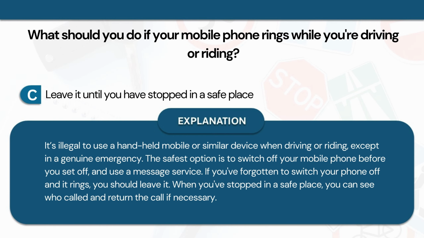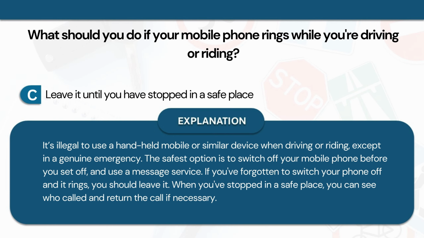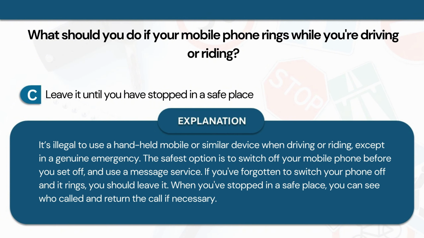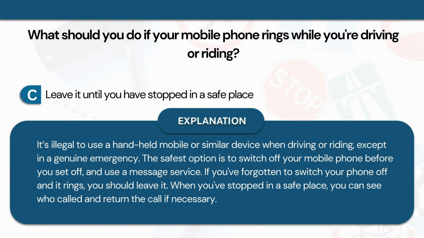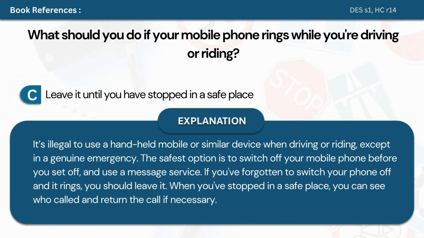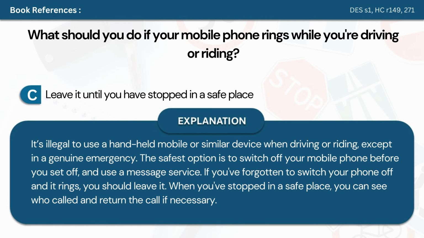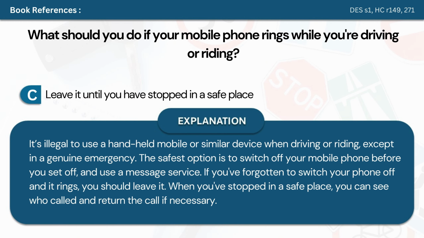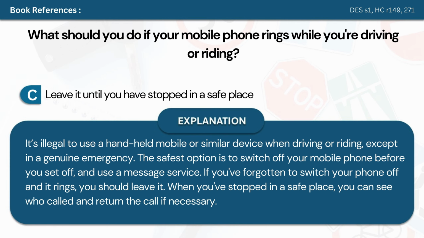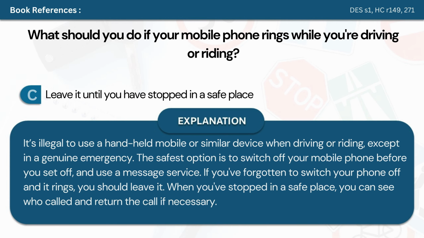It's illegal to use a handheld mobile or similar device when driving or riding, except in a genuine emergency. The safest option is to switch off your mobile phone before you set off and use a message service. If you've forgotten to switch your phone off and it rings, you should leave it. When you've stopped in a safe place, you can see who called and return the call if necessary.